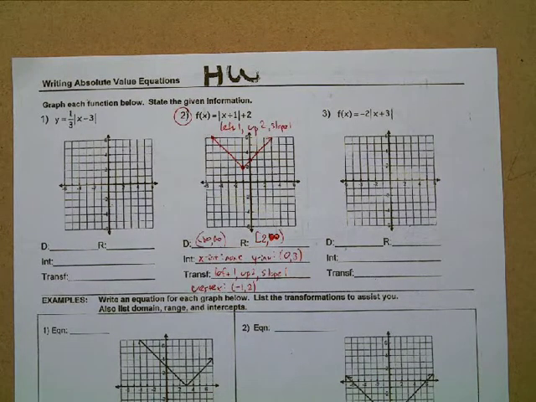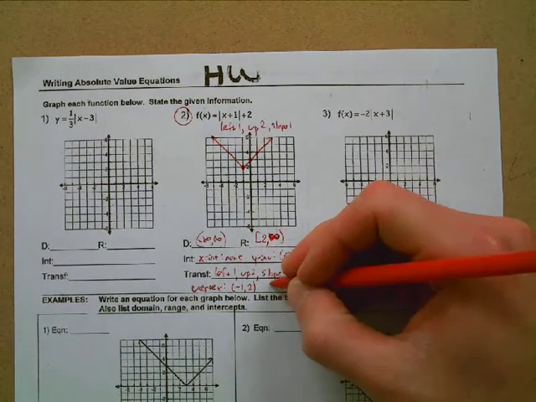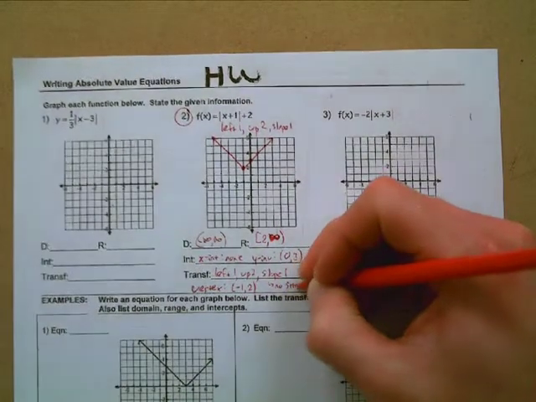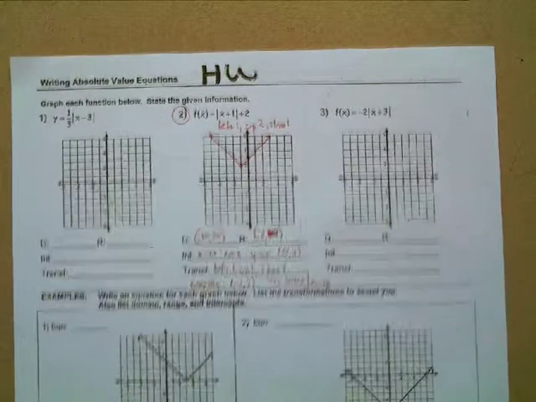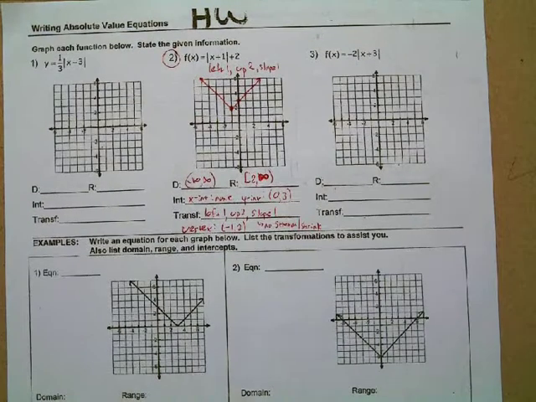I would talk about it, yes, because the slope is really talking about the vertical stretch or shrink. So there's no vertical stretch or shrink here. Since the slope is just 1, that means there's no stretch or shrink. If it was 2, you'd have a stretch of 2. If it was 1/2, you'd have a shrink of 1/2, that kind of thing. Okay? Questions on any of that?